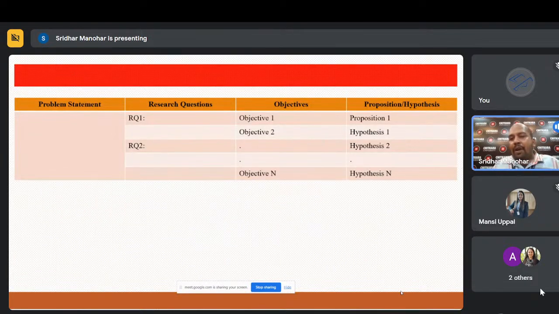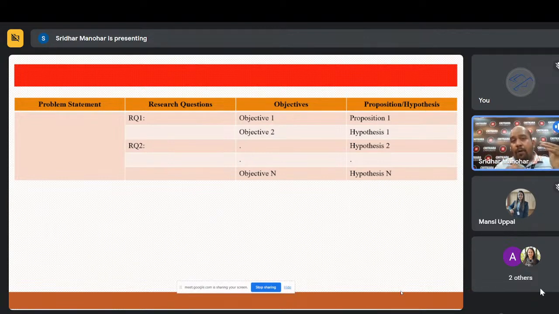So another important aspect that you have to keep in mind is that the title might not be connected to the statement of problem, and then the statement of problem could not be connected to the objectives, or objectives would not be connected to hypothesis. So ensure from the starting till the end of the paper, you focus on answering the research problem.